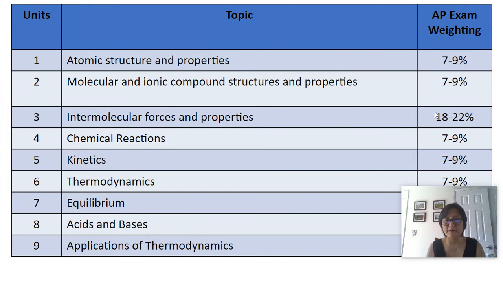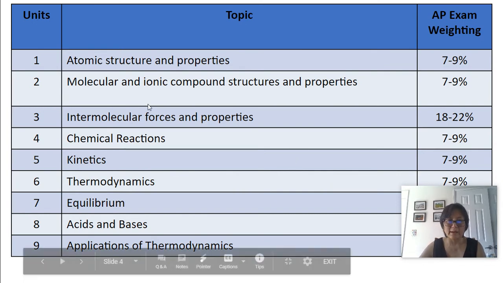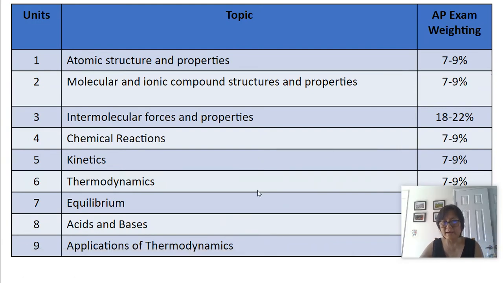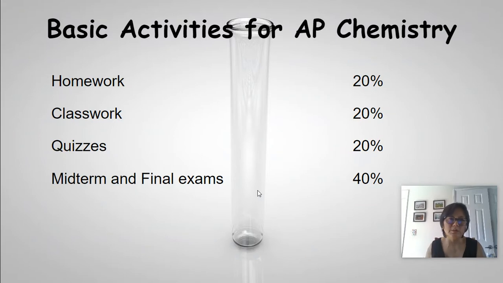So the amount of time I spend on each topic really depends on how much it would be asked on the AP exam. And then you see the right column over here. This is how much each topic will be weighed on the exam. So you can see that I would teach you about the atomic structure, proton, neutron, electrons, and then the property of the atoms. And we talk about different types of compounds, molecular and ionic compound, intermolecular force, chemical kinetics, chemical reaction, equilibrium, acid base, application of thermodynamics. Those are the topics that will be covered in this course.